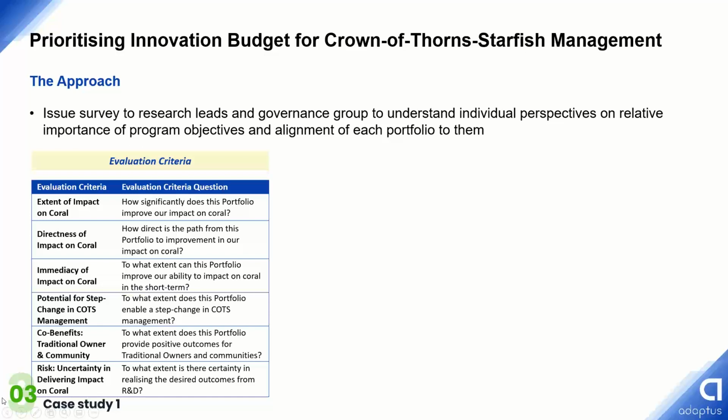So some of the criteria that we came up with aligning to the objectives of the program: 3 in terms of impact on coral, so the extent of impact, the directness of impact, and the immediacy of impact. We had a 4th one, given this is an innovation program, around the potential for step change and how we manage costs. And then the 2 others, one looking at the extent of co-benefits to traditional owners in the community, and then one speaking to risk. So what's the level of uncertainty we had in that portfolio delivering an impact on coral. Next slide.